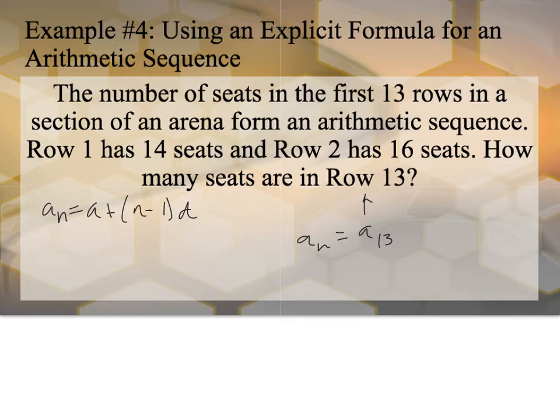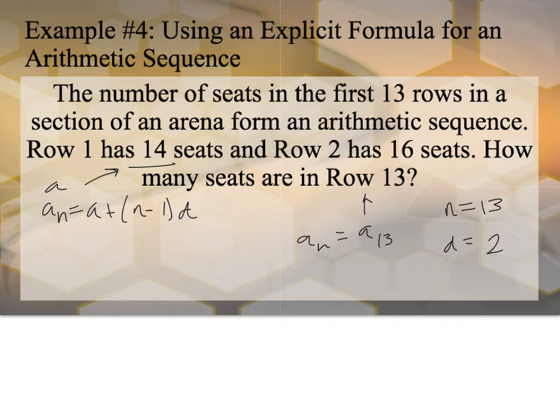Okay, A is the first term. So the first number for A is going to be 14 because that's the number of seats in that first row. And then n we know is going to be 13 because that's how many rows they're talking about. And then last, d is the difference between the amount of seats in row 1 and row 2. And so from row 1 to row 2, you added 2 seats, so d is 2.